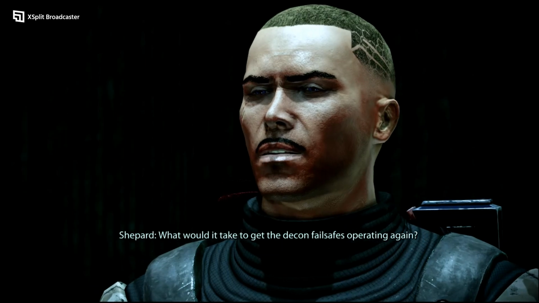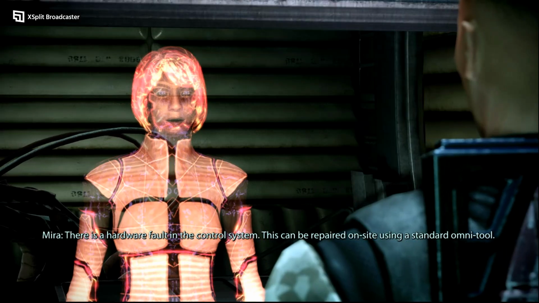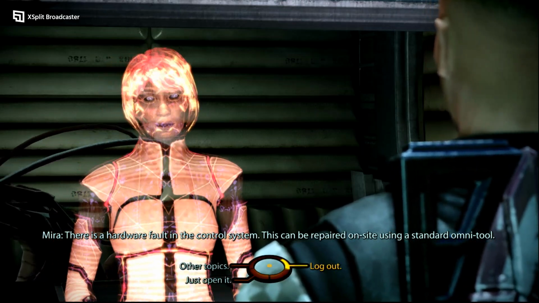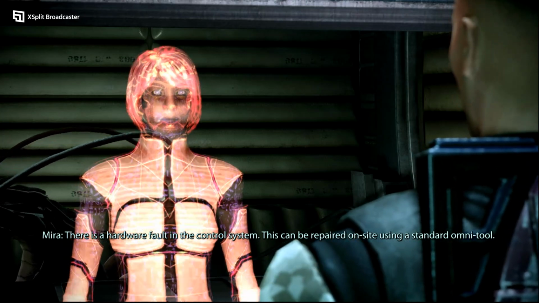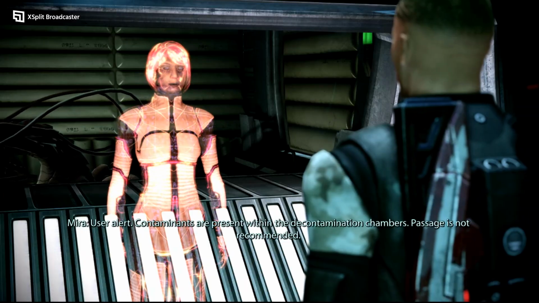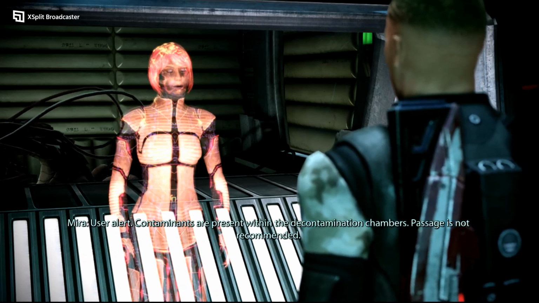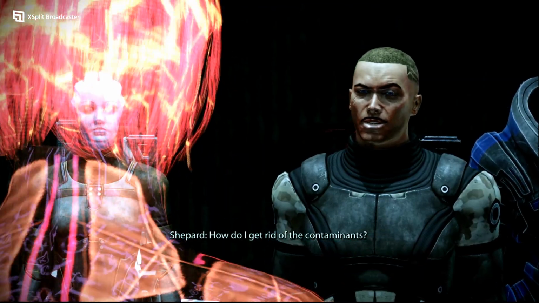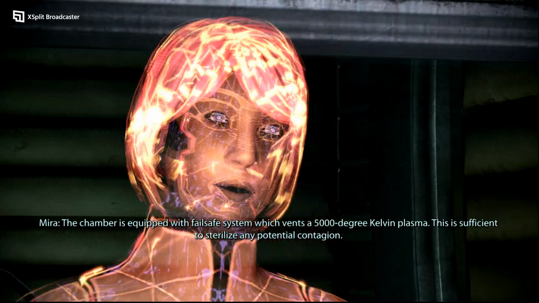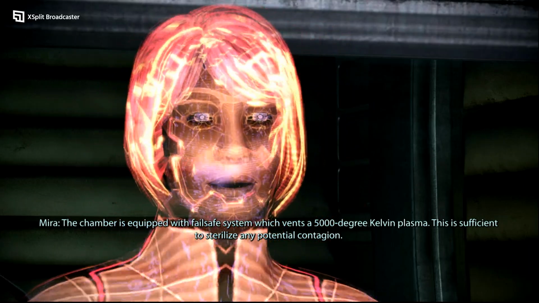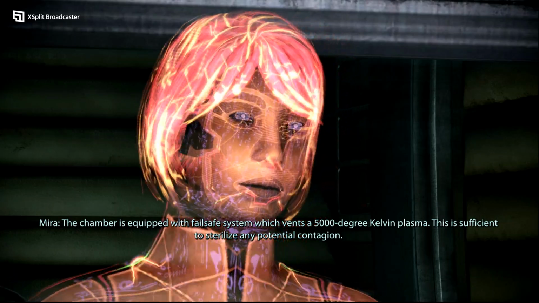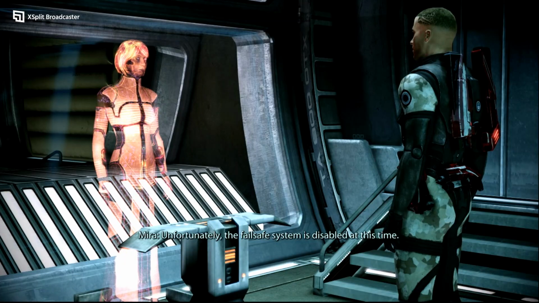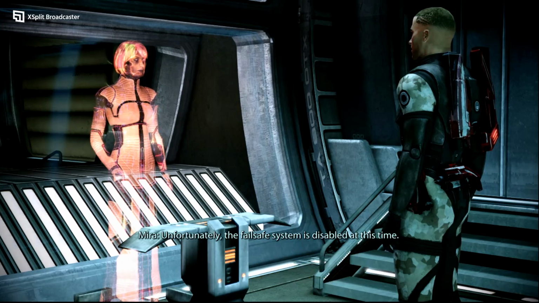What would it take to get the decon failsafes operating again? There is a hardware fault in the control system. This can be repaired on-site using a standard Omni tool. Unlock the decontamination chamber. User alert. Contaminants are present within the decontamination chambers. Passage is not recommended. How do I get rid of the contaminants? The chamber is equipped with a fail-safe system which vents a 5,000 degree Kelvin plasma. This is sufficient to sterilize any potential contagion. Unfortunately, the fail-safe system is disabled.